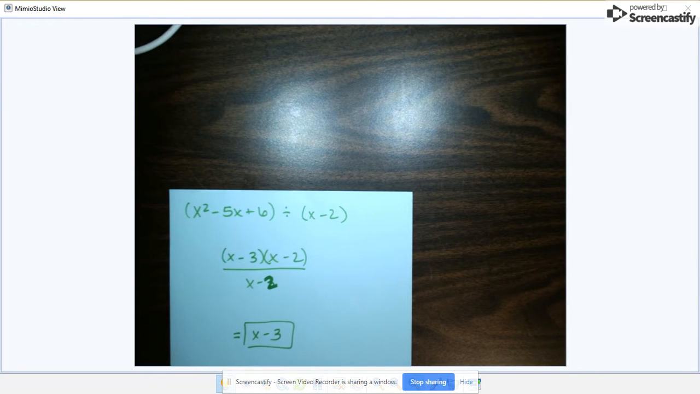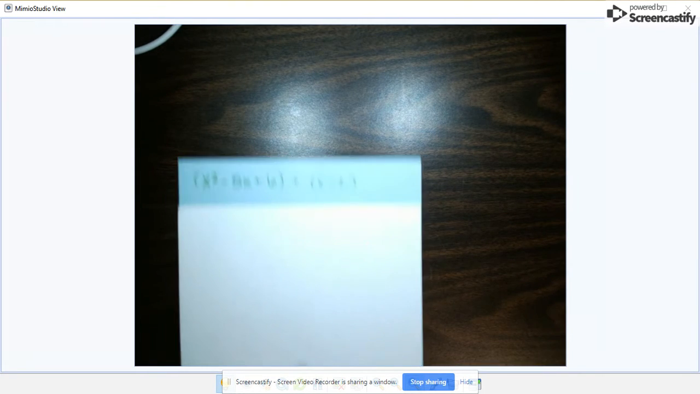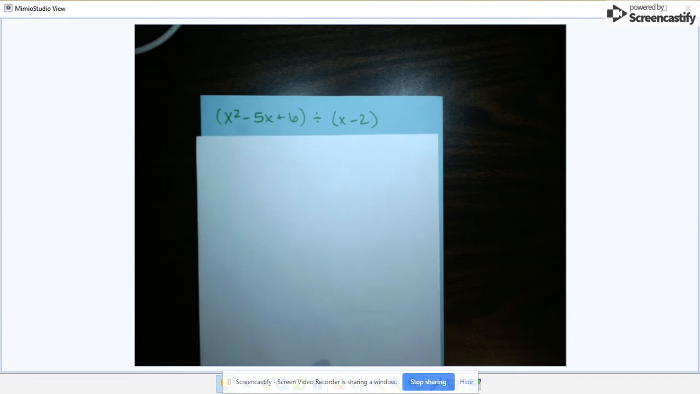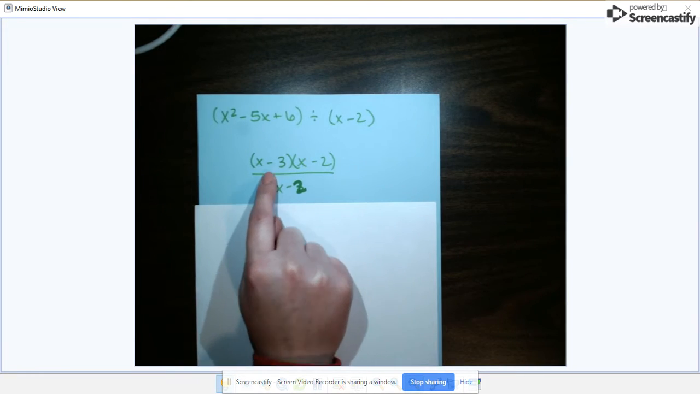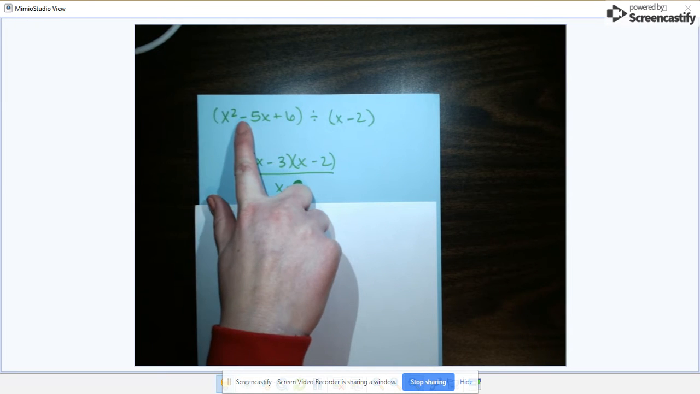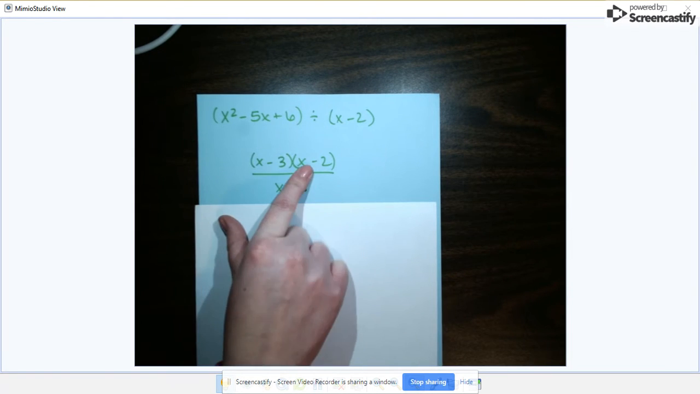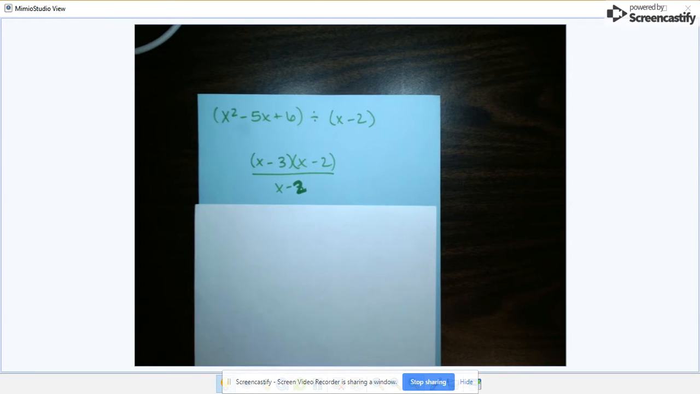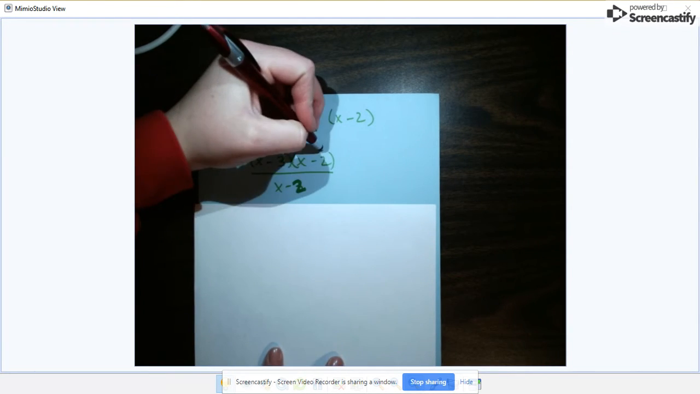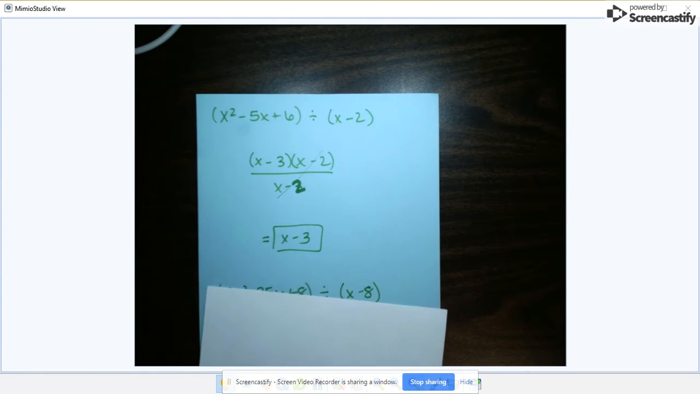Here's another similar example. Again, start by writing this as a fraction. And then we factor that numerator. Okay, well, plus in the back tells us that both of our signs will be minus. What multiplies to 6 that adds to 5? Well, that's 3 and 2. Again, our x minus 2's will cancel, leaving us with x minus 3.